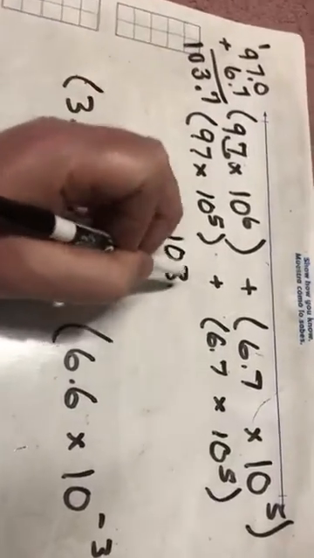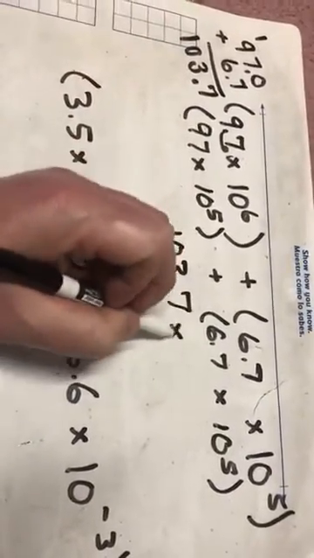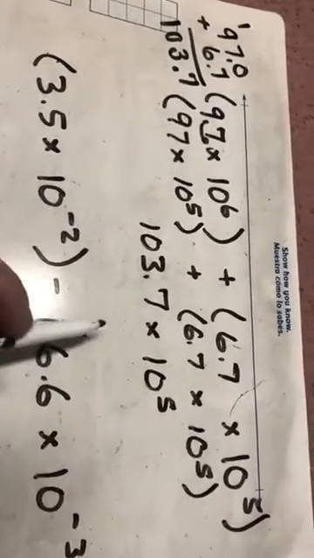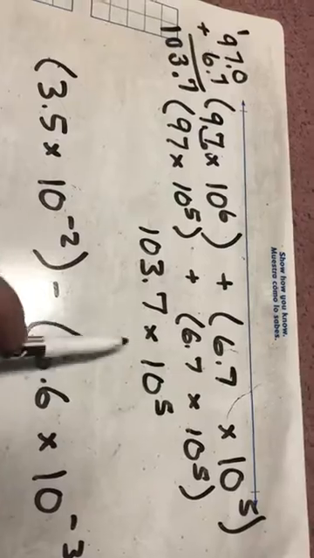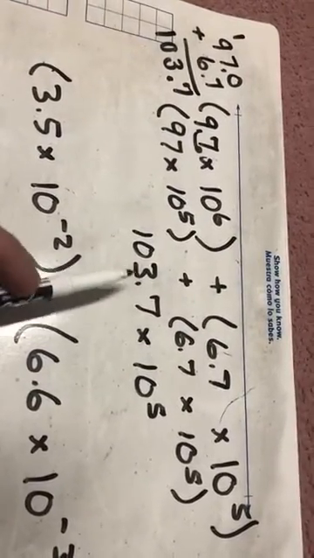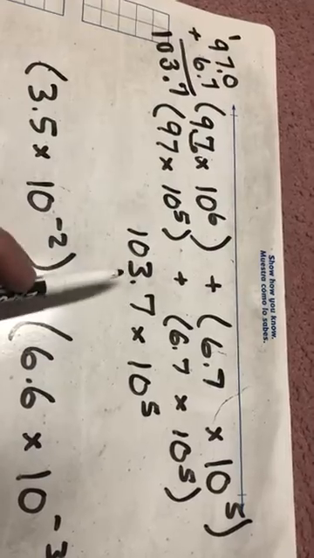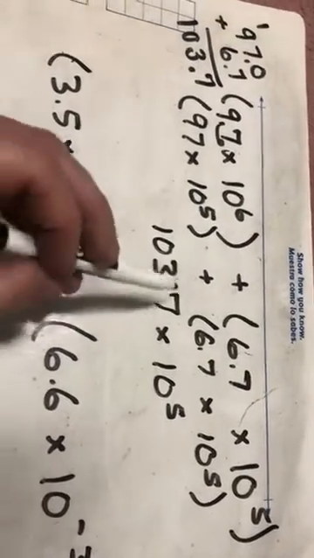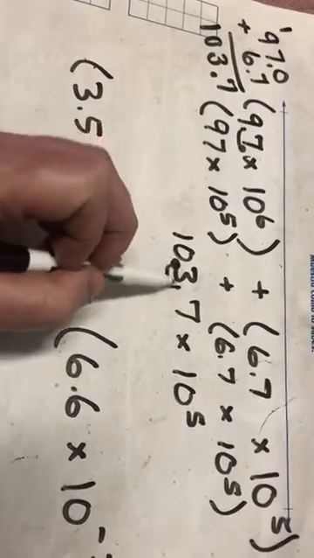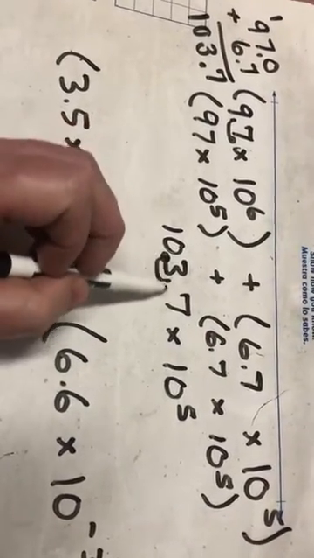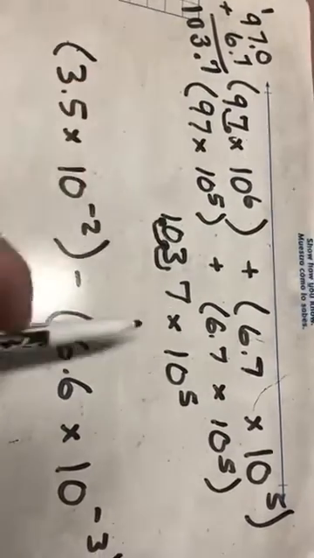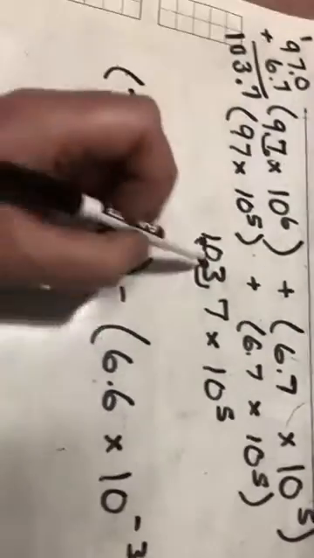I get 103.7 times 10 to the power of 5. Now, clearly, that is not in scientific notation because that is not at least 1 or less than 10. So even if I move it once back, I'm still at 10.37. That's bigger than 10. I'm going to have to move it twice, 1.037.